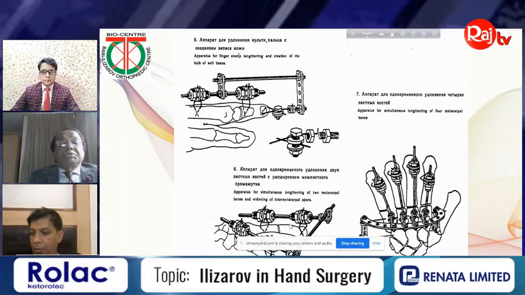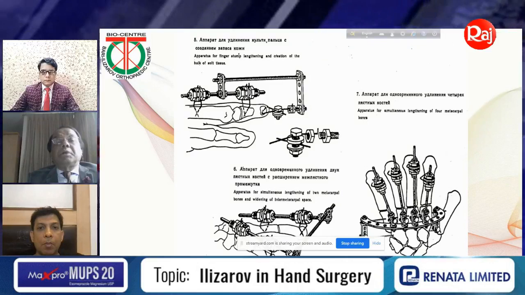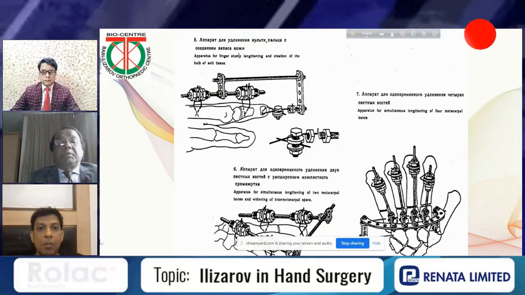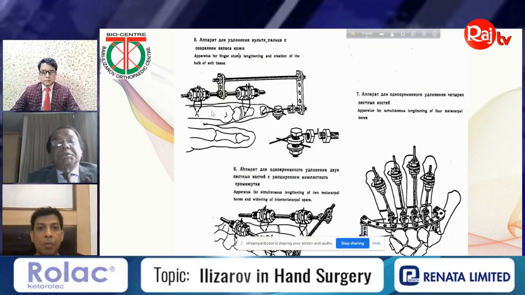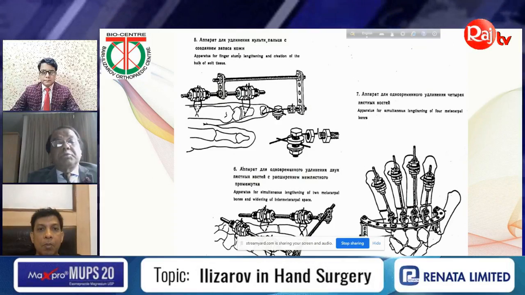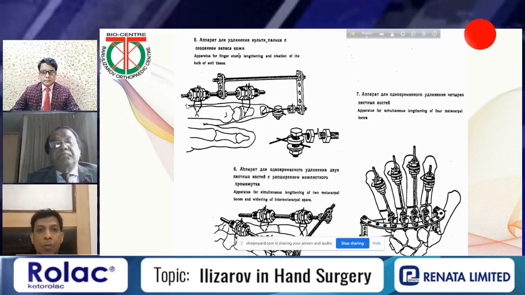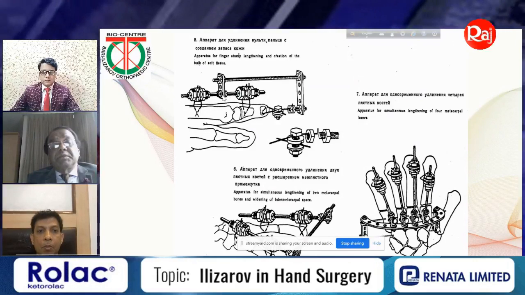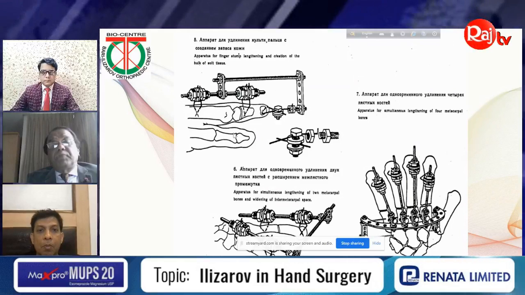Now, you can see here again apparatus for lengthening of the stump. Whenever you are going to lengthen, then how you can put, see here, just one, two wires, bend like this, and then again fix it with fixator, bar, put here, and then you can go for lengthening.